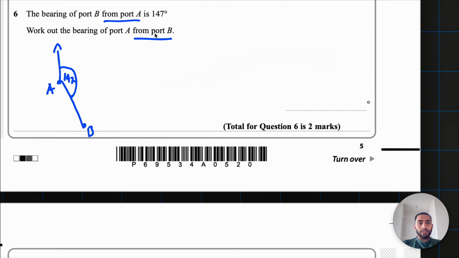We want the bearing of A from B. So this time, we're starting from B, and we're going around to get to A. So we need to work out this angle here. Both of these lines are north lines, and if you take a look, these are parallel to each other. So that means we've got co-interior angles. This angle and this angle would be equal to 180. So I'm going to do 180, take away 147, which gives me 33 degrees. This angle is 33 degrees. And if you take a look, all of that is angles around a point. So we're going to do 360, angles around a point equals 360, take away 33, which is equal to 327.